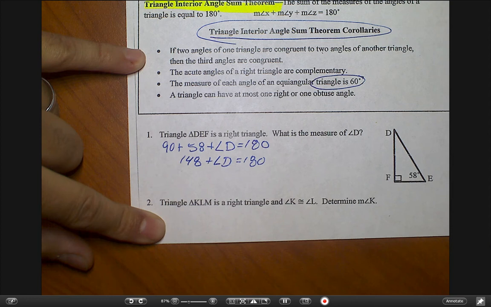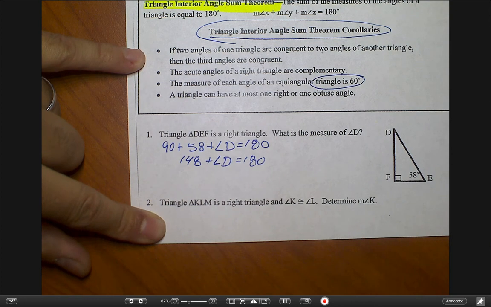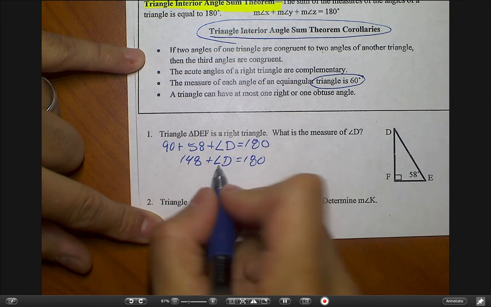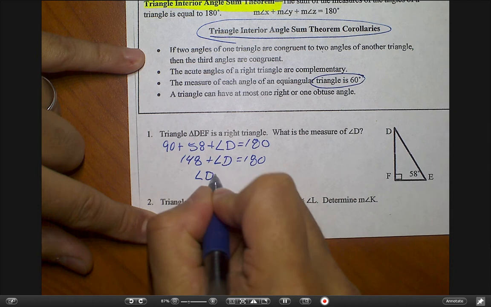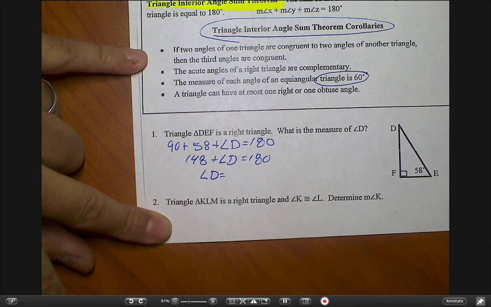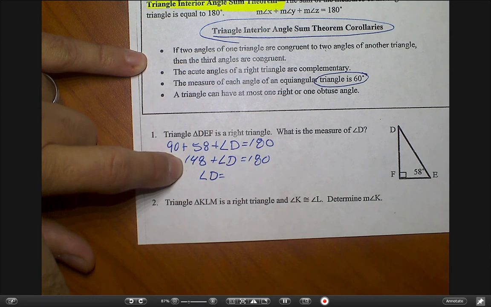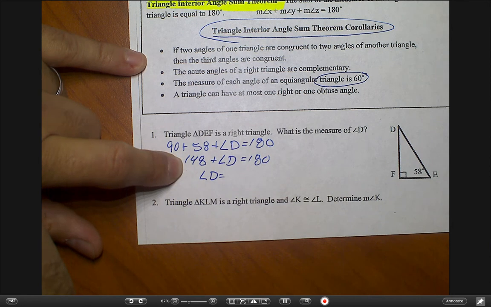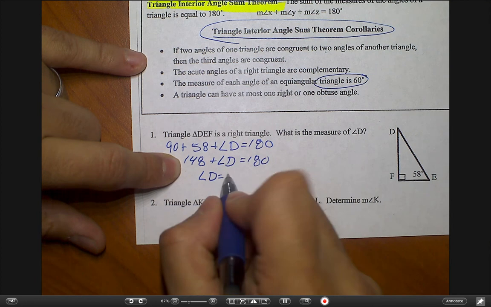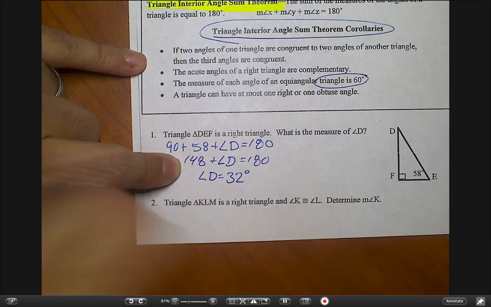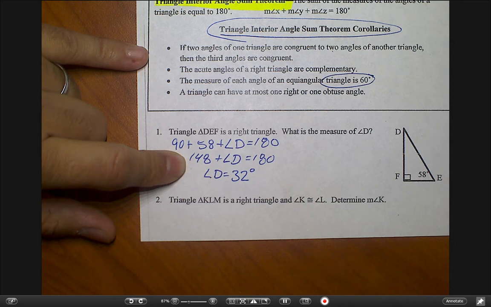What has to go next? Subtract 148. Yes, very good. Subtract 148 from both sides. So angle D is 180 minus 148. You guys got calculators for this, right? 32. I heard it. That one's going to be 32.